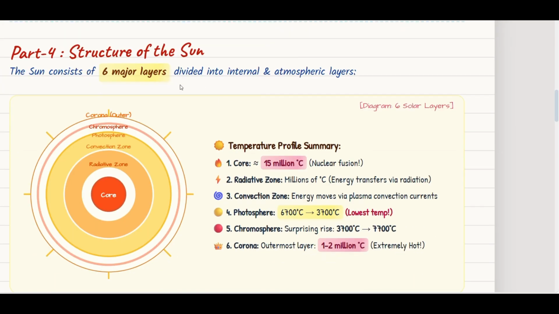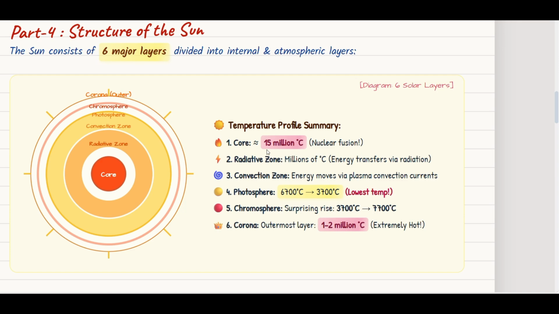Now the structure of the sun. Now we are entering to know about the sun. There are 6 major layers of the sun. Let's go from inside to the outside. First one is the core, at 50 million degrees Celsius, where nuclear fusion happens. Guys, just remember this word, fusion. Nuclear fusion happens in the core.